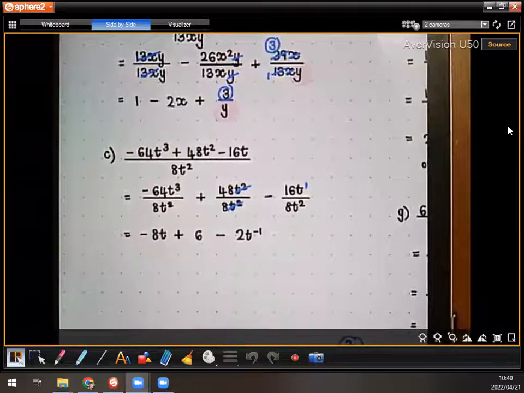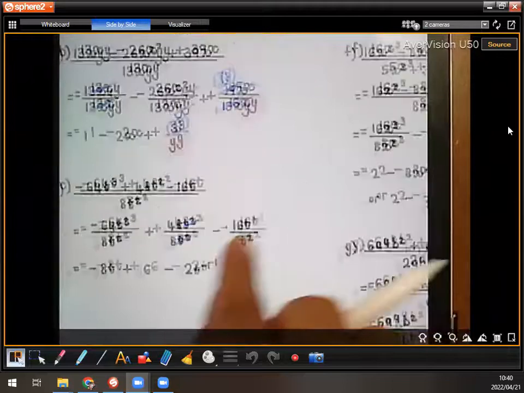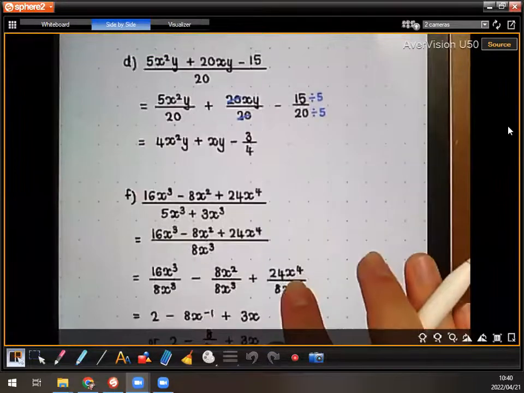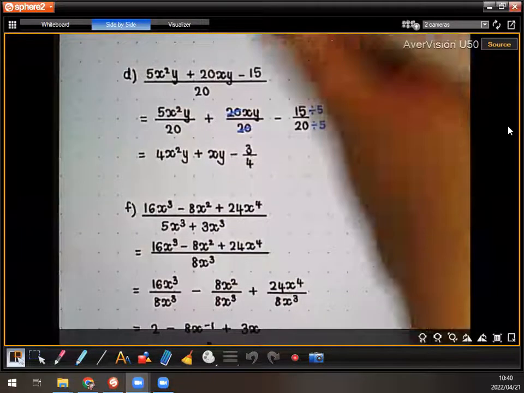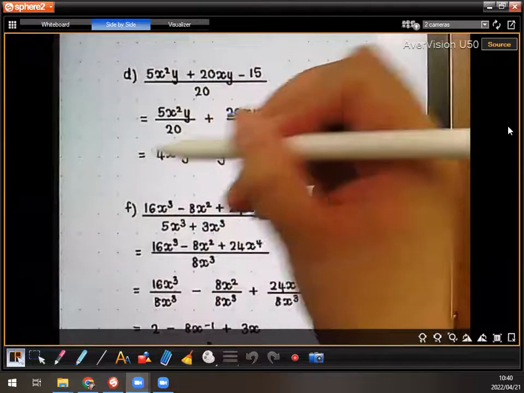Any questions on C? All right, for D, this is where I did make a mistake. Yes, that one is supposed to be 1 over 4, not just 4. Thank you for that.